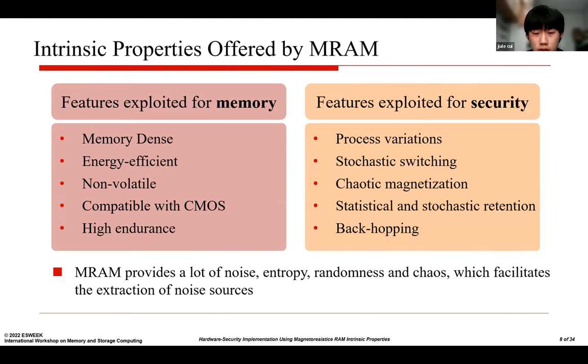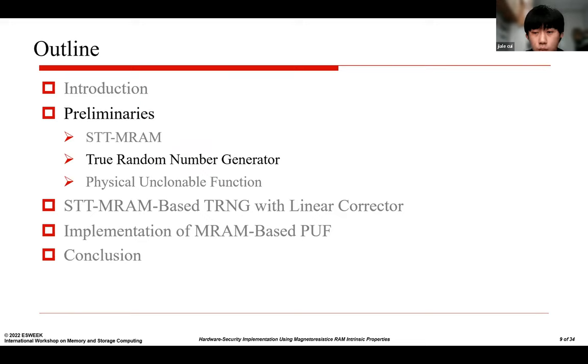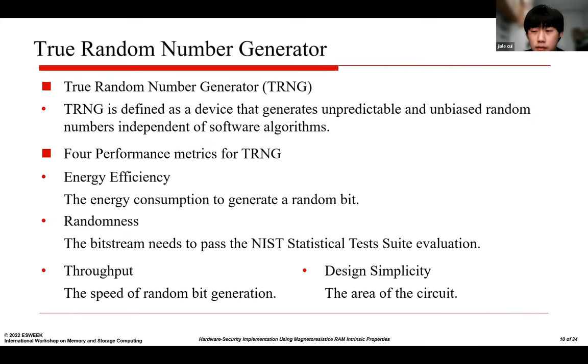The first hardware security primitive is true random number generator. TRNG is defined as a device that generates unpredictable and unbiased random numbers independent of software algorithms. When we evaluate the performance of TRNG, there are four metrics: energy efficiency, randomness, throughput, and design simplicity.